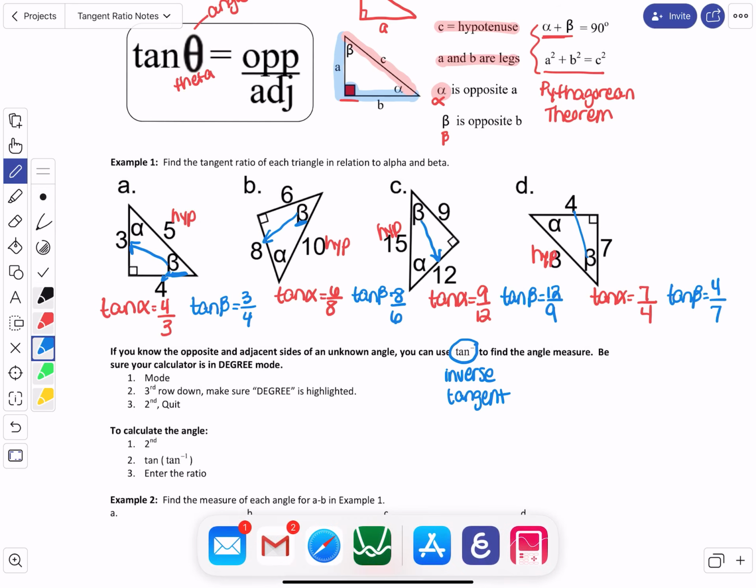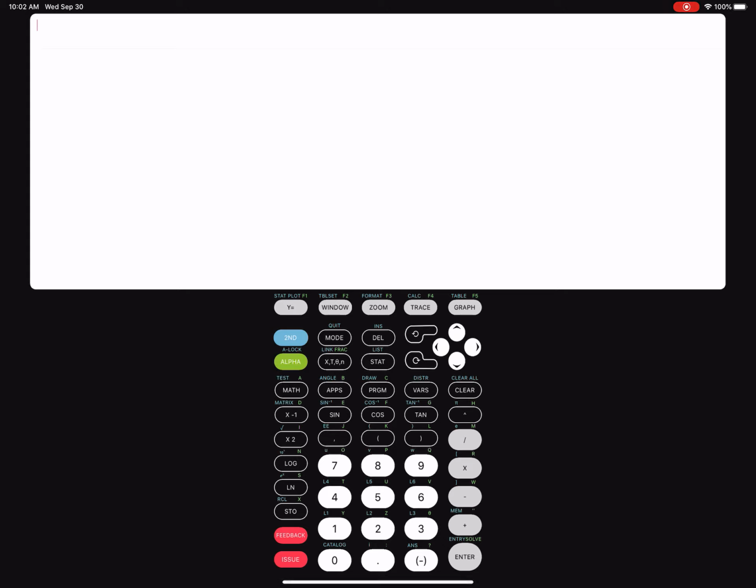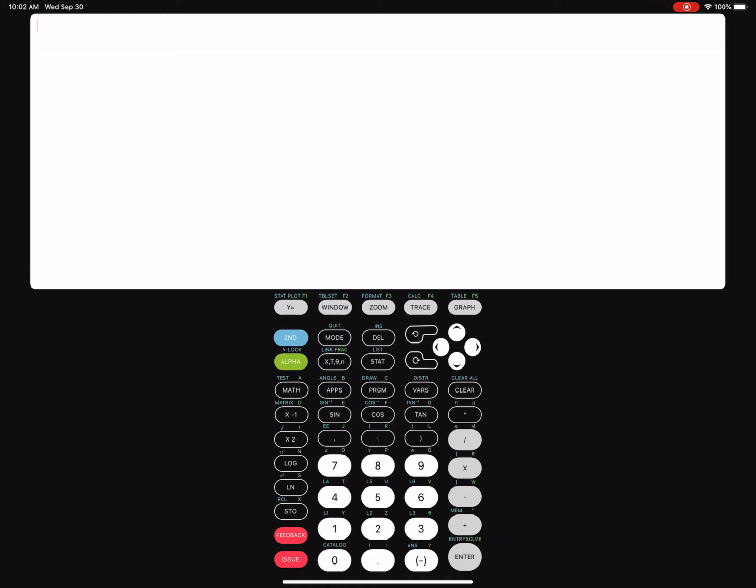So whether you have this pink app here on your phone or on your iPad, or if you have the TI app downloaded on your computer, you've got to have one of those because you absolutely have to have it. So here, if you hit the mode button, okay, like I said, it's the third row down. I've already got degree highlighted right here, okay? And then if you hit second, quit, it just takes you out to the main screen.